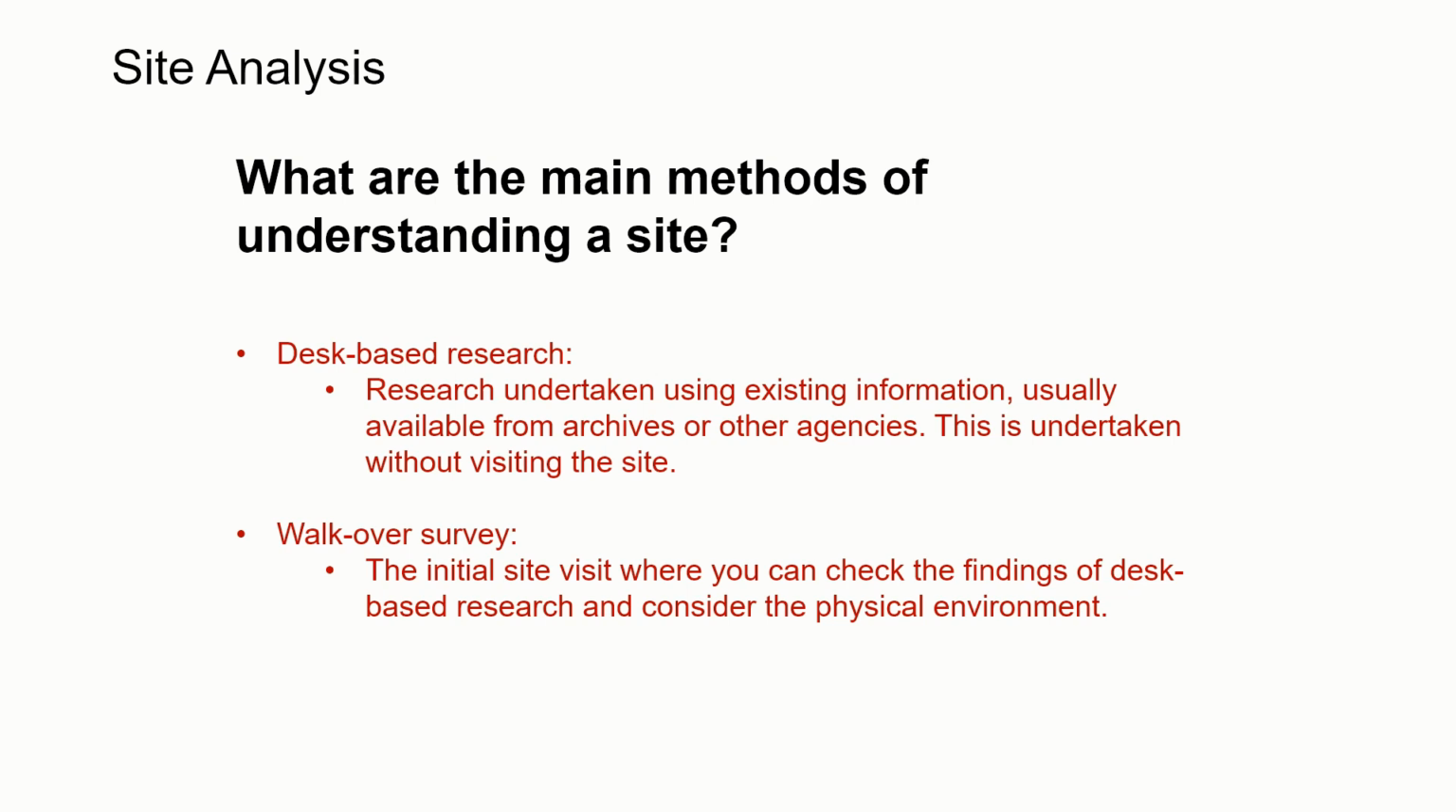Now you probably do desk-based research first to establish what information might be available. You're using information that's already there, information from the internet, information from archives, from government agencies, and that can be useful in providing you a kind of picture of the site. The walkover survey does require you to go to the site and to check what you found out in desk-based research is correct, but also to use your eyes and ears and other senses to provide you with some additional information about the site.